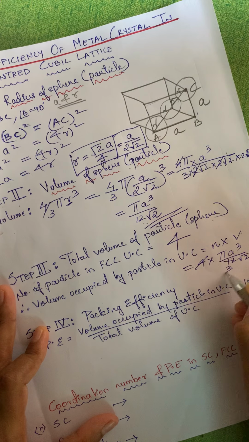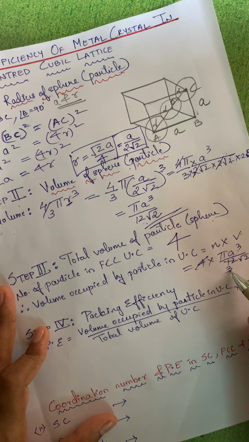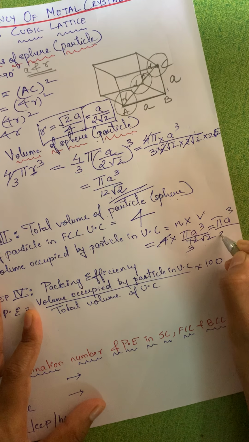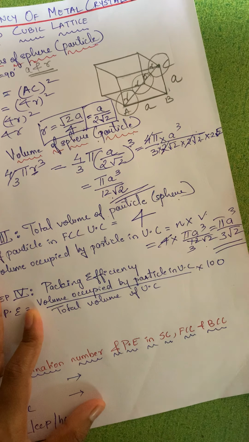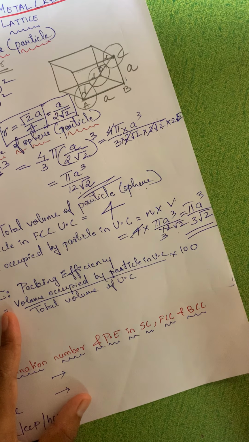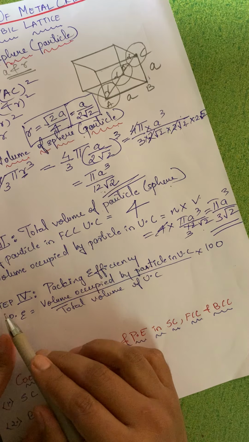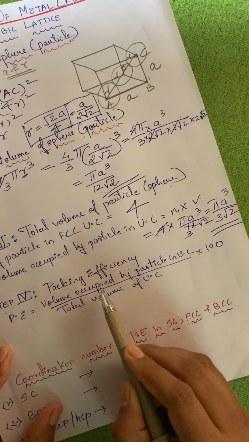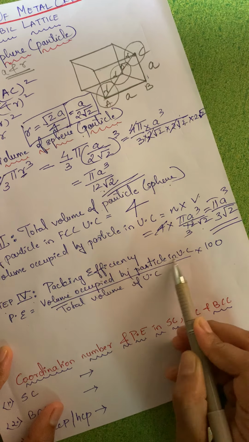4 1's are 4 3's are. So the value is pi a cube upon 3 root 2. Pi a cube upon 3 root 2 is the final value. Now step 4, packing efficiency. What is the packing efficiency? Volume occupied by particle in unit cell upon total volume of unit cell into 100.